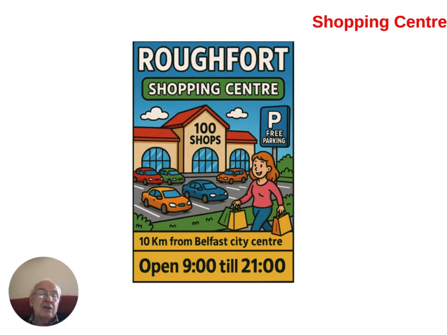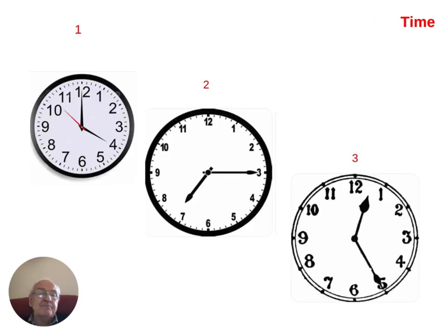Where is it? What time is it open? How many shops are there? Things like that. Then the time with simple clocks like what time is it? 4 o'clock, a quarter past 7, and perhaps more challenging, 25 past 12. This will be important when learners are talking about appointments and being able to use the language of the clock and time.